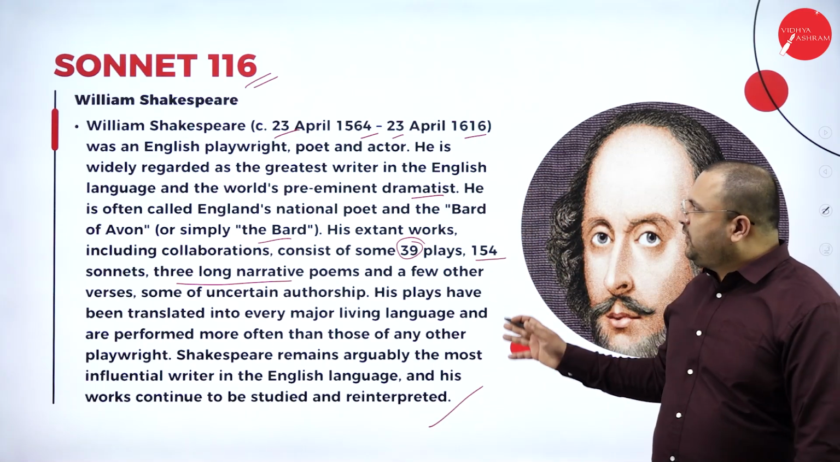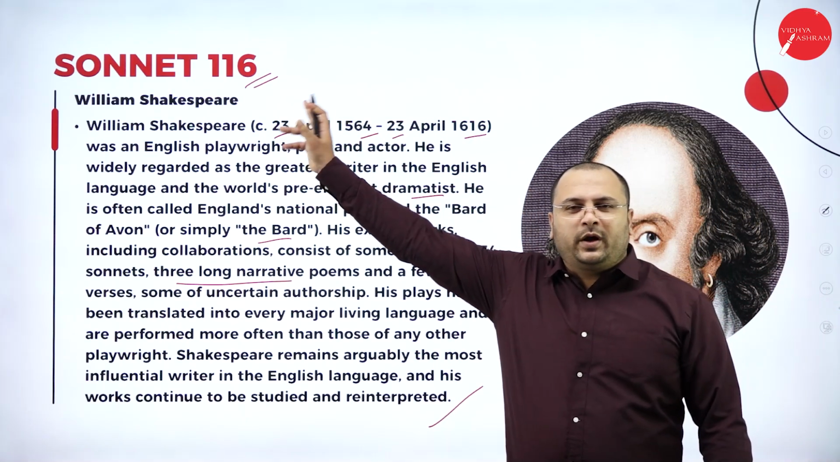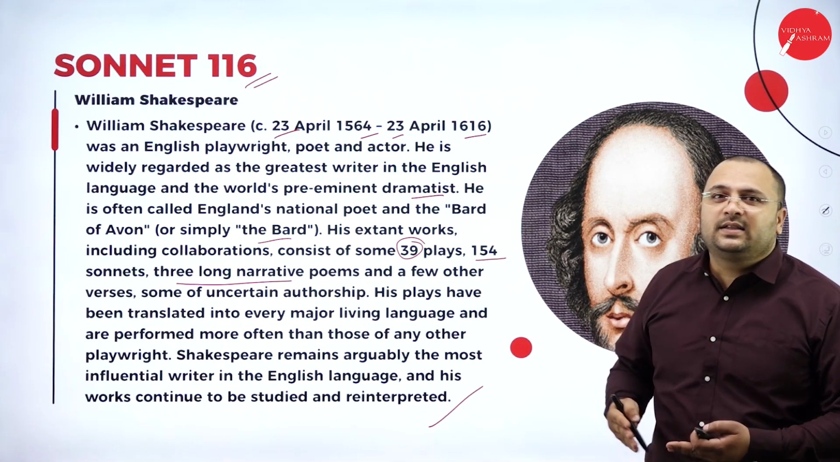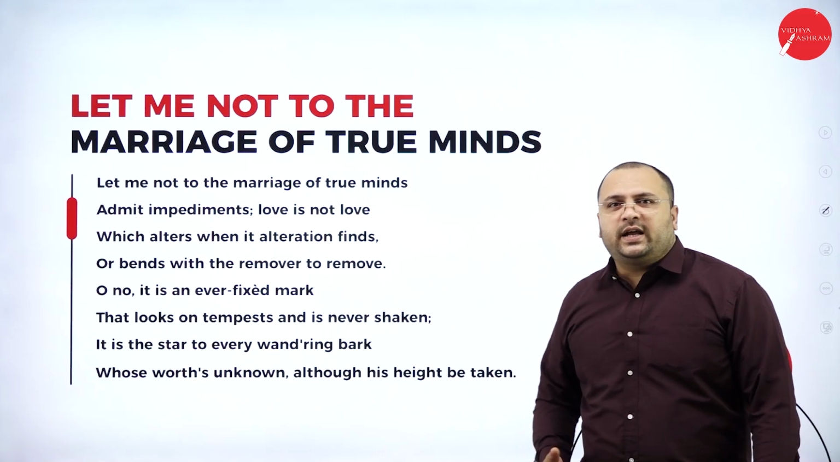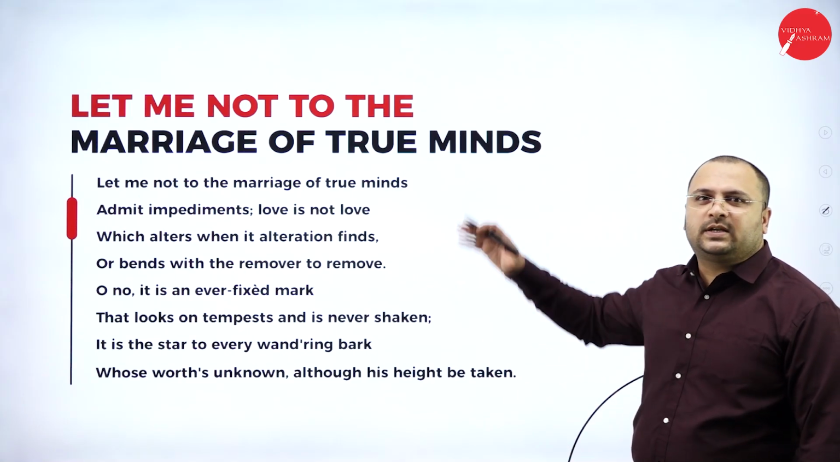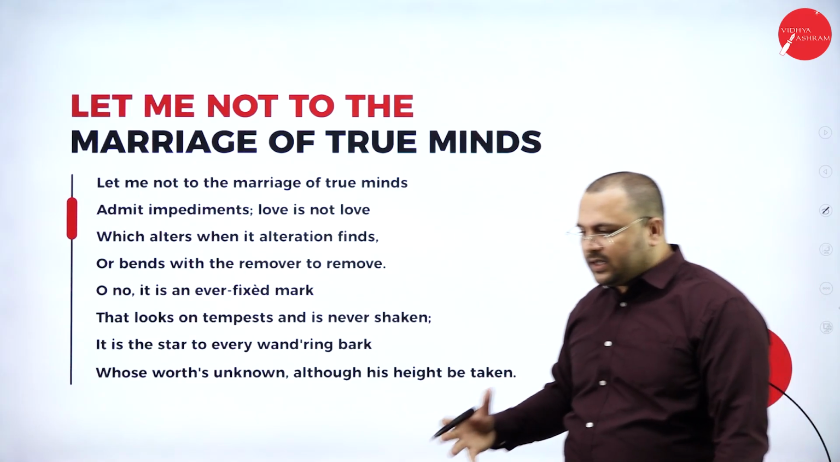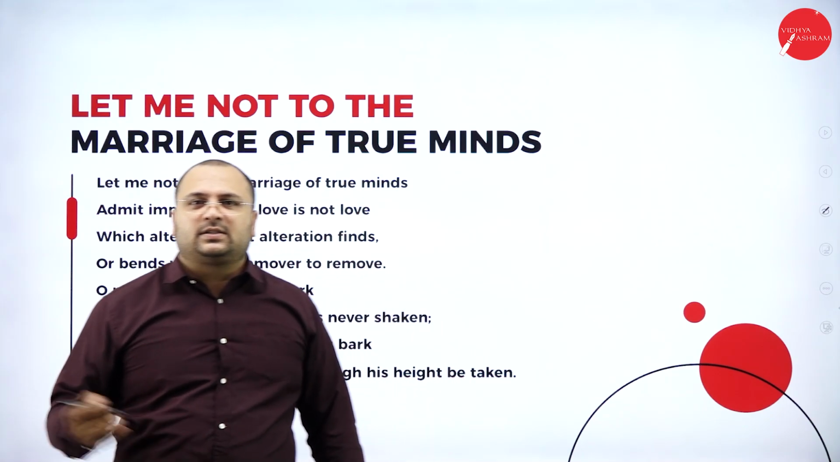So out of 154, you have been given 1 to study. So let us look at that sonnet and try to understand what is there in that sonnet. The first line of any sonnet becomes the title of the sonnet because he did not give any heading. He simply numbered the sonnets.